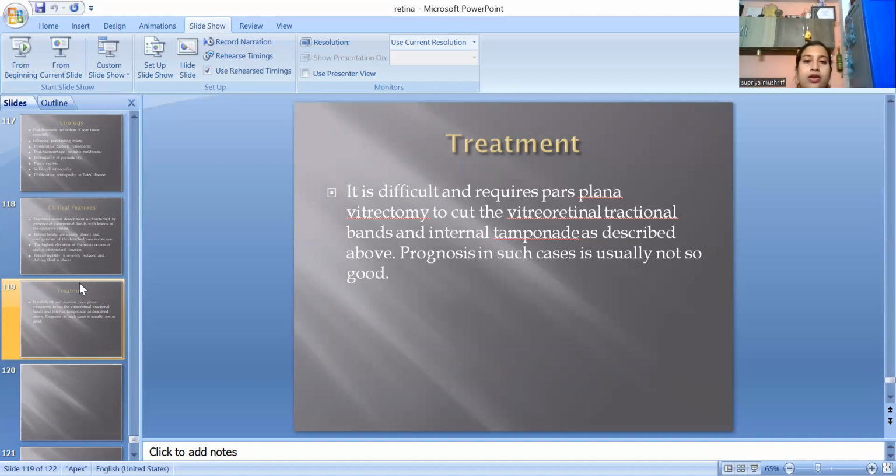So in this way, we come to an end of our retina chapter and also the retinal detachment chapter. I hope you have all understood the different types of RDs and different pathologies of the retina. Thank you.